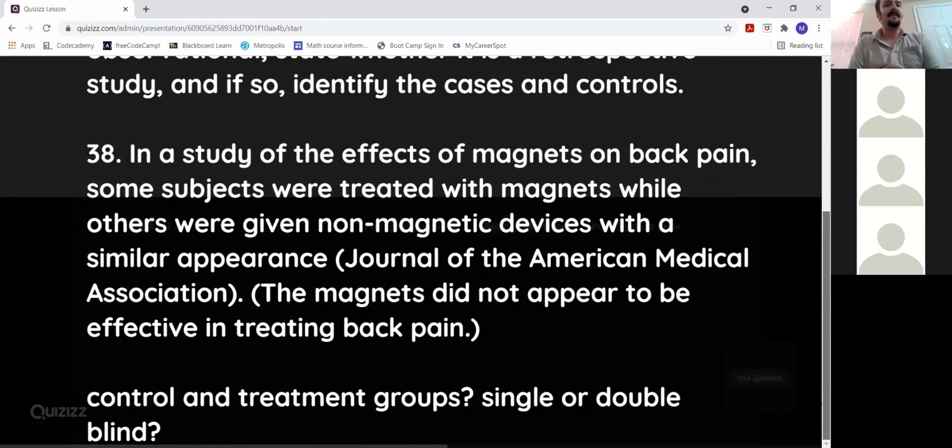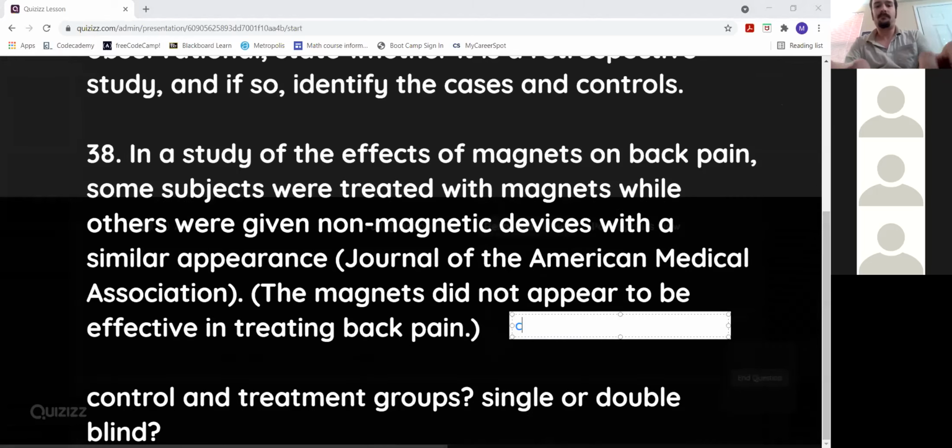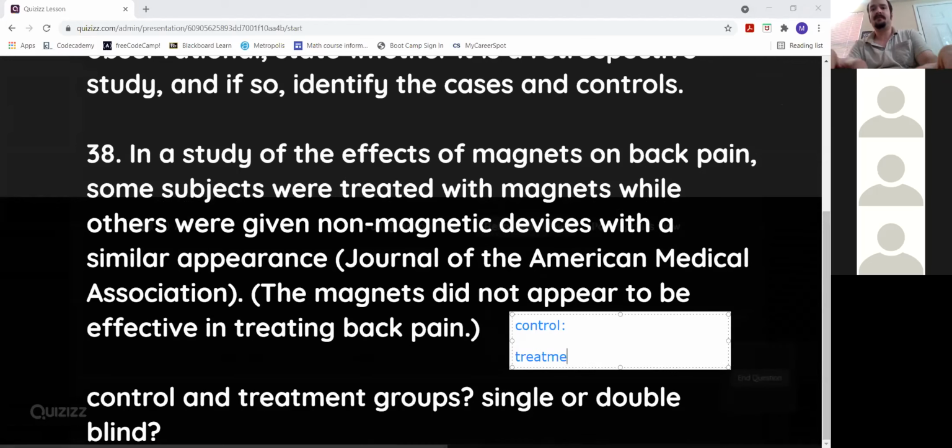So now, after it's an experiment, we need to know what the control group is. We need to know what the treatment group is. The control group, the treatment. So what's my control? What's my treatment? And then we'll talk about single or double blind.